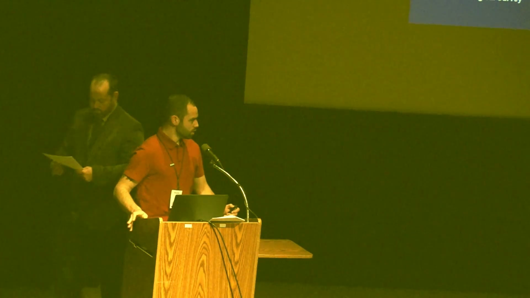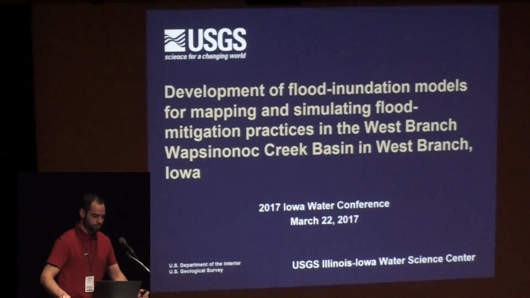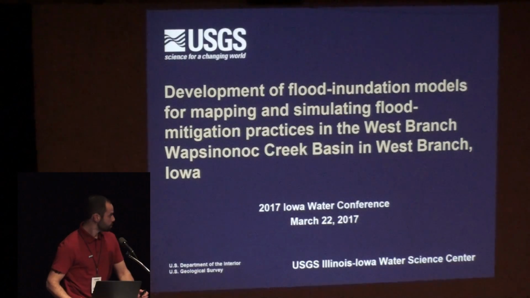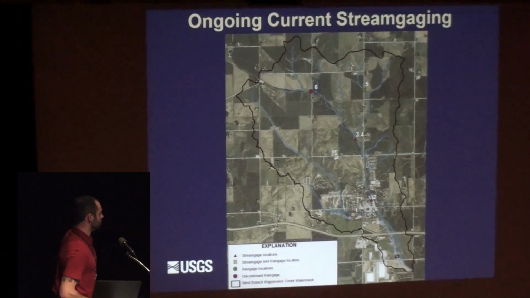Hi there. So my project is on the development of flood inundation modeling for mapping and simulating flood mitigation practices in the West Branch Wapsinonoc Creek Basin, which is located in West Branch, Iowa. So here's kind of an aerial of the watershed. It's an 8.5 square mile watershed.